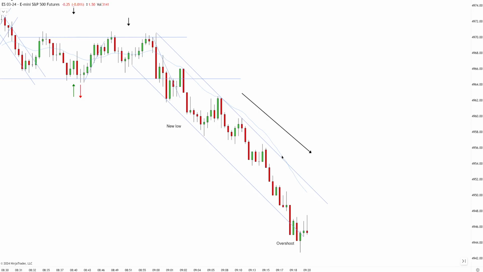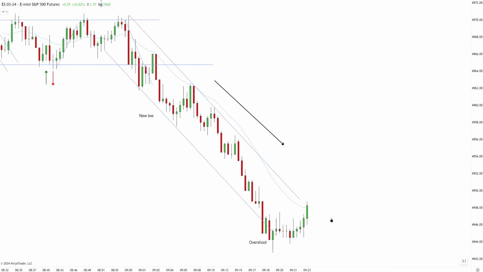There was no setup here, I cannot FOMO in the market, and I need to respect this correction. Okay, I'm going to redraw the channel. This is what we do when we have overshoot, and you can also see how nicely these lows are working higher under geometric pattern, geometric formation.